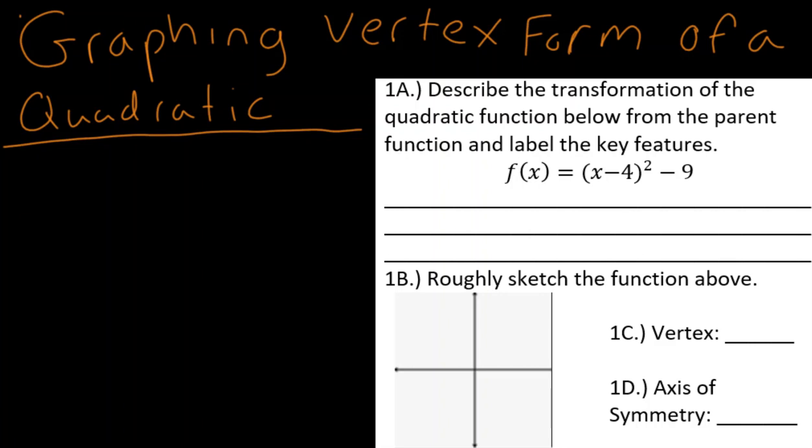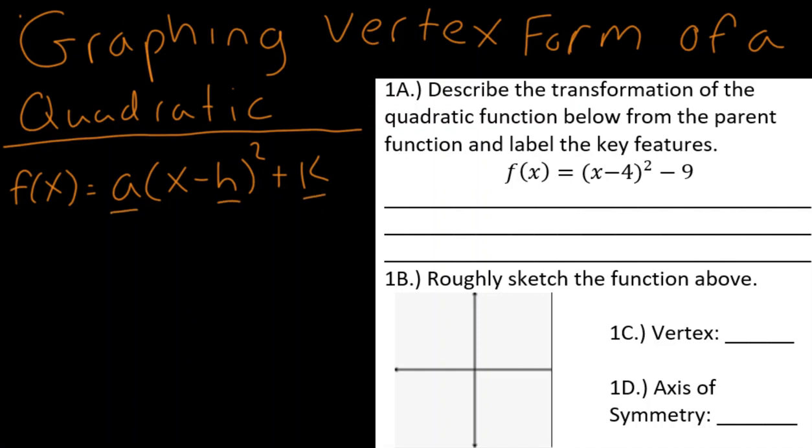Alright, and welcome to graphing vertex form of a quadratic. So the first thing that we need to know to start this video is what is vertex form of a quadratic? Well, it can be written like this. f(x) = a(x - h)² + k. Whenever you go to graph these things, the way that the graph is going to change from the parent function is going to depend on these values of a, h, and k.